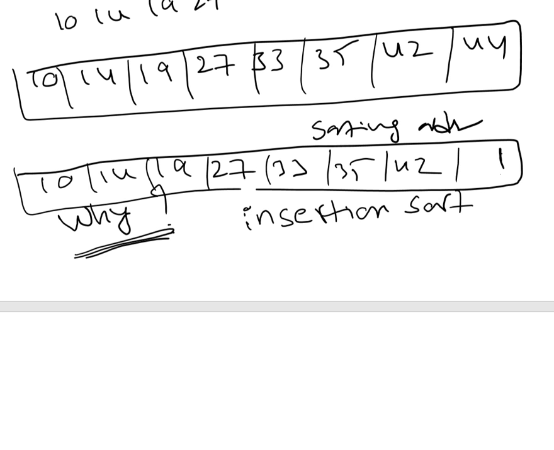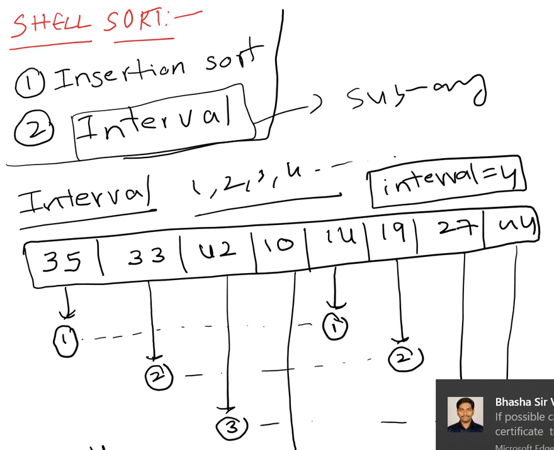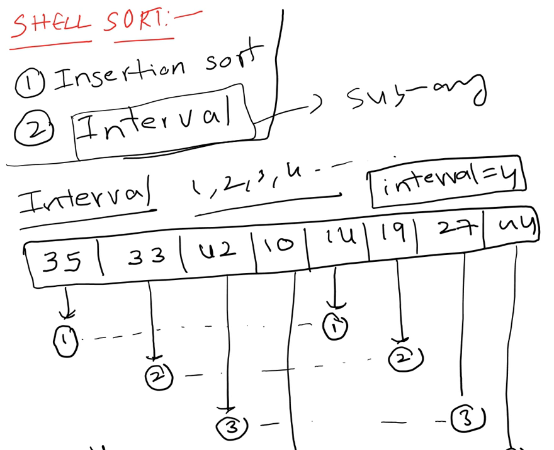Instead of that, we go for shell sorting, because we divide the array into subarrays, and we swap within the subarrays, and automatically the time will be reduced. That's why we need to go for this shell sort. With the interval, we divide the whole array into subarrays. After dividing the whole array into subarrays, we can do the insertion sort. Like that, we can reduce the time. That is shell sort.